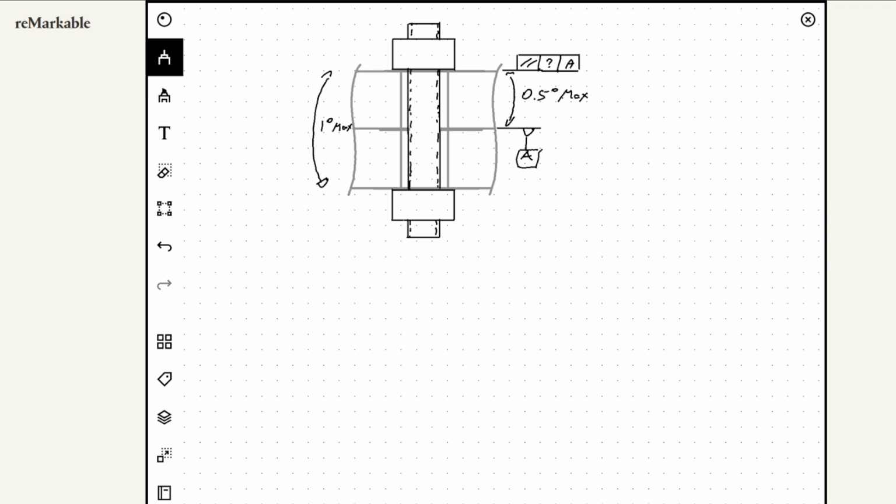So if you remember from your high school math, if you look at a triangle, you have an angle, and then you have this height here, and then you've got the hypotenuse. And knowing two of these, you can find the third. So if we know the hypotenuse, which would be the length of the part, and we've got a target angle, we should be able to find this height here. So let's say we've got our 150 millimeter plate.